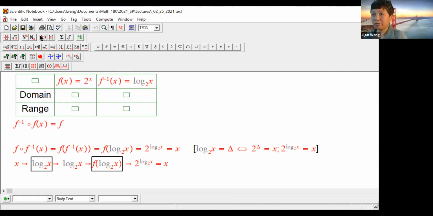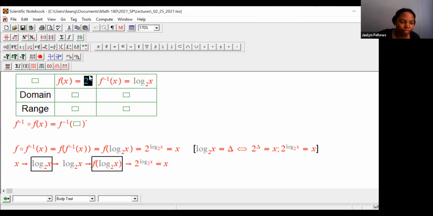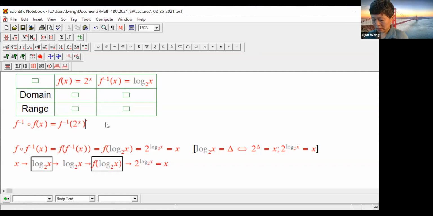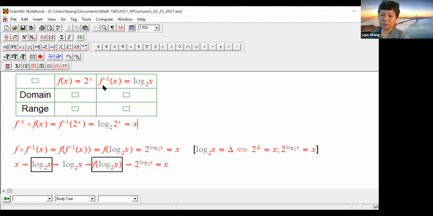So f inverse of f of x. Okay. And this will be equals to log base 2 of 2 to the power x. And we know what that is equal to, right? That equals x.